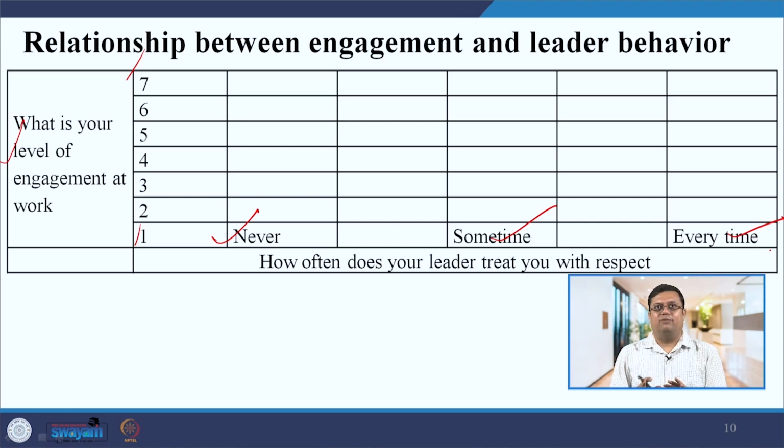So now you have a suggestion for all supervisors: please give respect to the subordinates, because their engagement level will increase, based on the analysis and correlation that you have calculated between these two variables, and that is how you can present it, right. And after that you can make a line graph in order to explain the relationship.